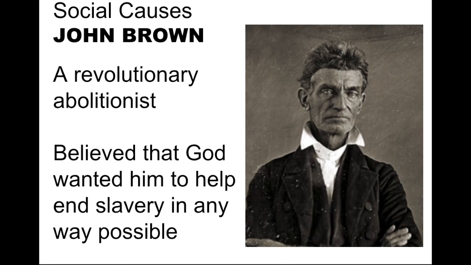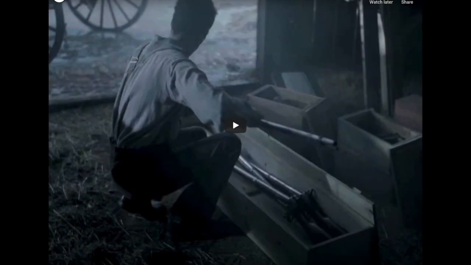Okay. So John Brown is viewed as either a good person from the abolitionist side, or a terrorist or a murderer from people that are pro-slavery. So he's very much an extremist, and how you view slavery kind of depends on how you see John Brown. So let's watch a little clip about John Brown.